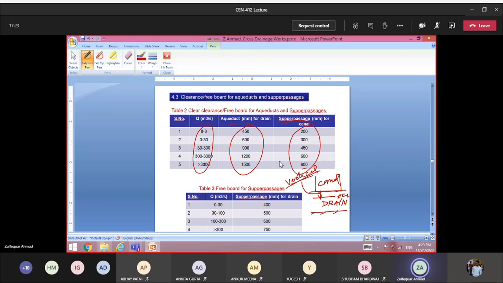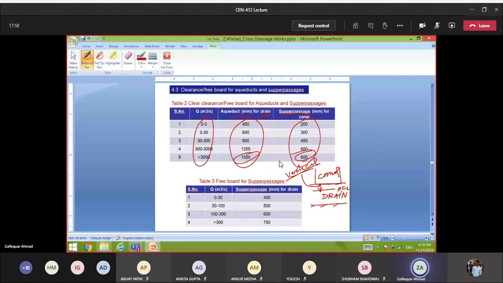Now you can see that the vertical clearance required in the case of the drain is much higher than what we provide in the case of the canal. Here it is about 1.5 meter, but this is just 0.6 meter. The reason is that the canal gets a very regulated discharge. However, the drain has an unregulated, uncertain discharge, and that's why the freeboard provided is more.